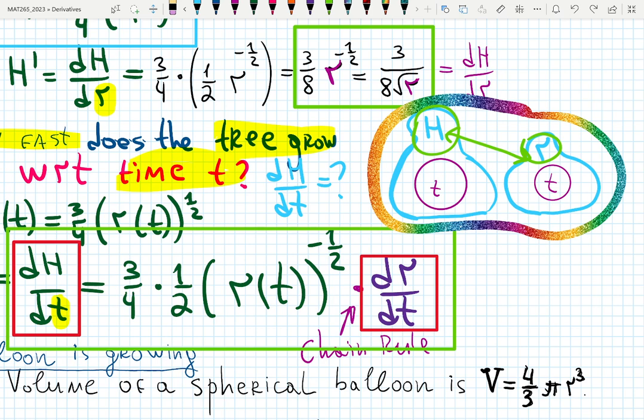In this case, you do chain rule. So if you have to dive deep into the belly, that's chain rule. Because it's a chain reaction, or a function nested inside of the function.